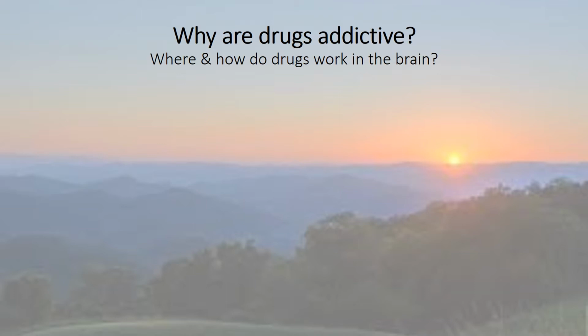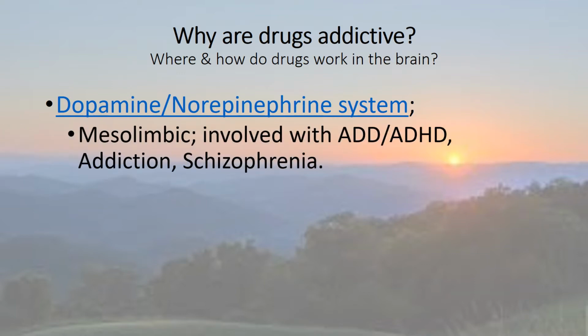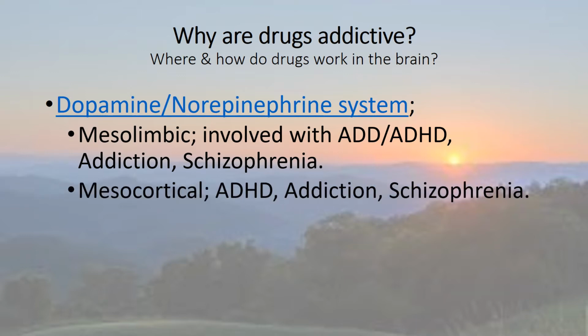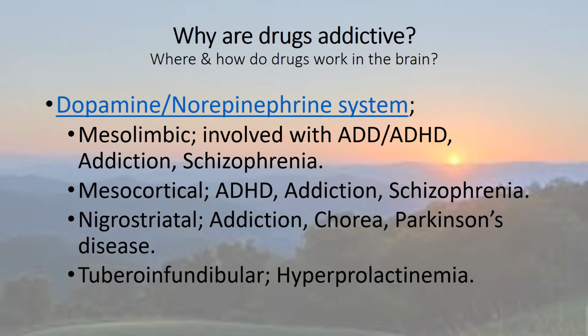Dopamine and norepinephrine system. The mesolimbic system involved with ADD, ADHD, addiction, schizophrenia. The mesocortical system, ADD, ADHD, addiction, schizophrenia. Nigrostriatal area, addiction, chorea, a dancing-like movement, and Parkinson's, another movement disorder disease. And finally, the tuberoinfundibular area of the brain, which is involved in hyperprolactinemia, which often causes nipple discharge.